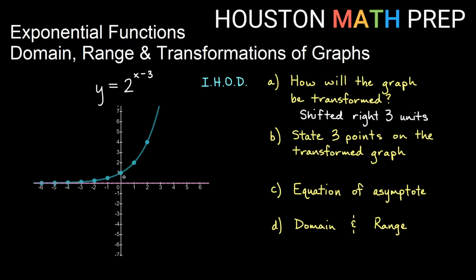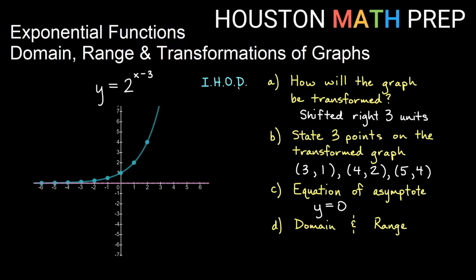If I take some of my points here, let's say 0, 1, and I move it over 3, that will put me at 3, 1. If I look at 1, 2, and I move it over 3, that will be at 4, 2. And if I take 2, 4, and move it over 3, that will be 5, 4. If we take our asymptote and simply slide it sideways, it's not going to actually change the location of the asymptote. It will be moving along itself. So our asymptote stays at y equals 0.